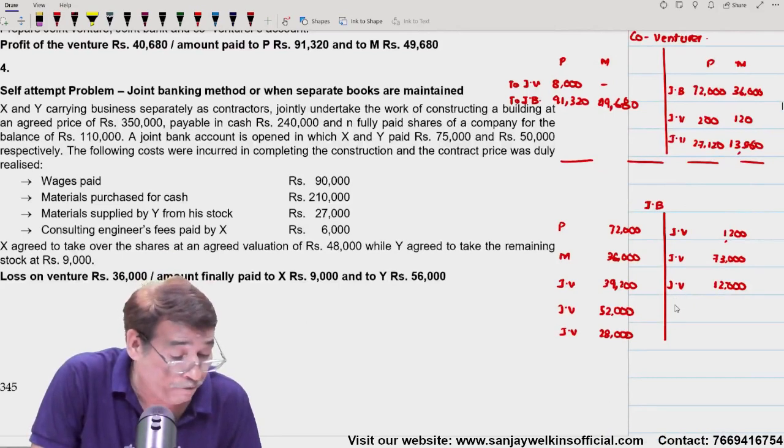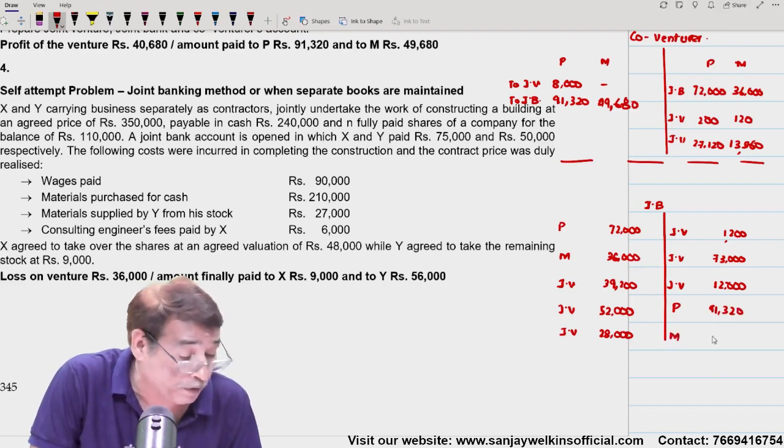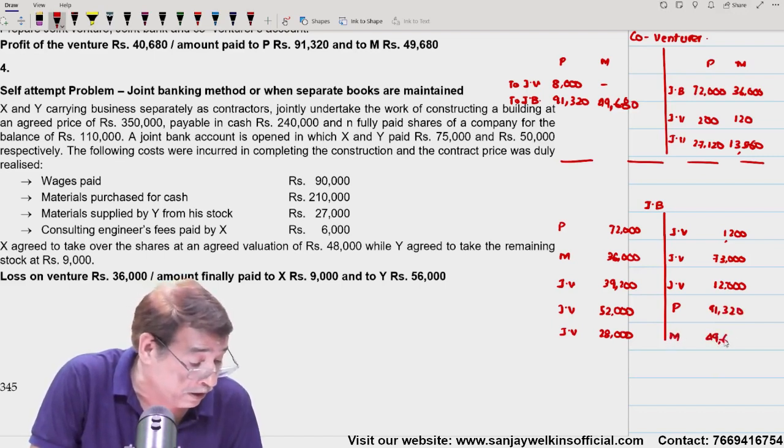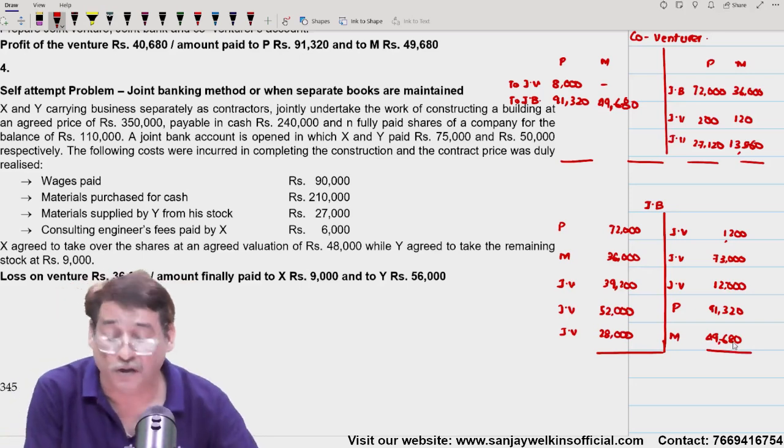And then the final payment will be written here: by P 91,320, by M 49,680. And then this account must get closed of its own. Is it clear to you or not?